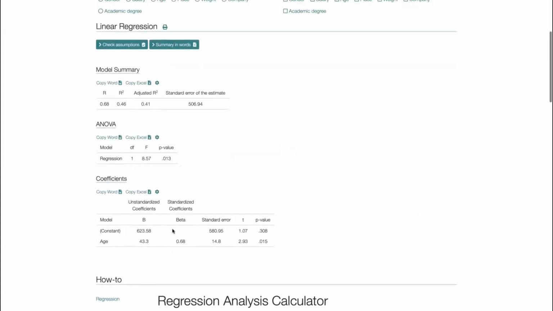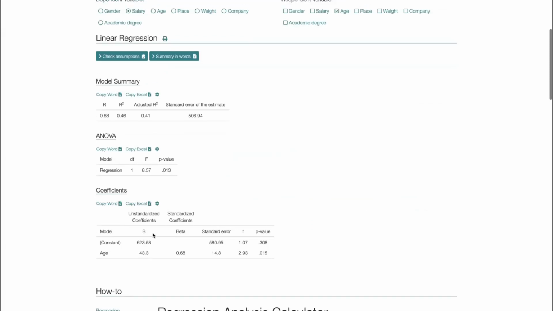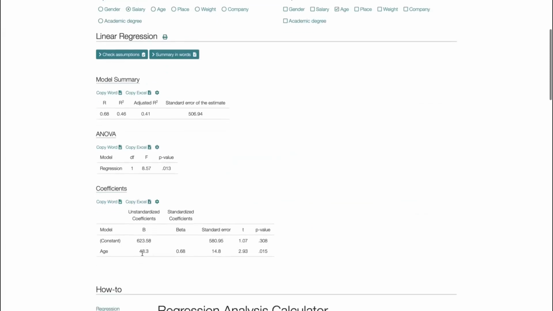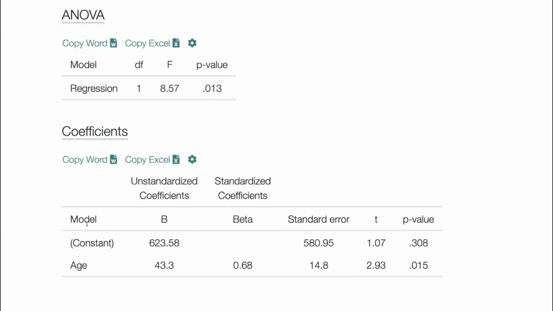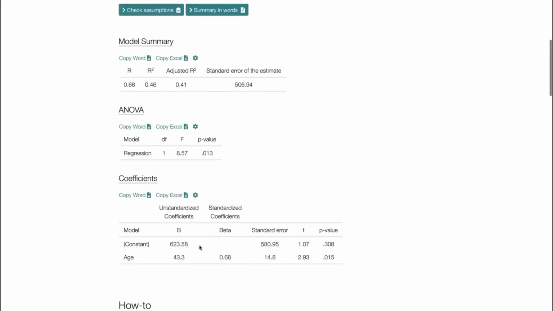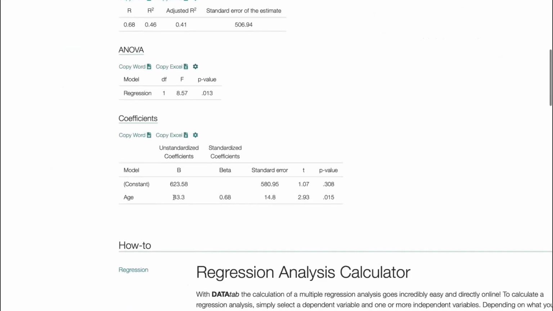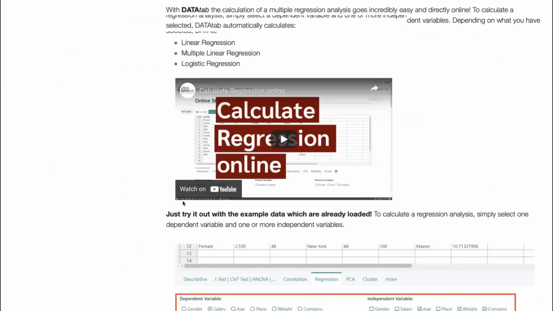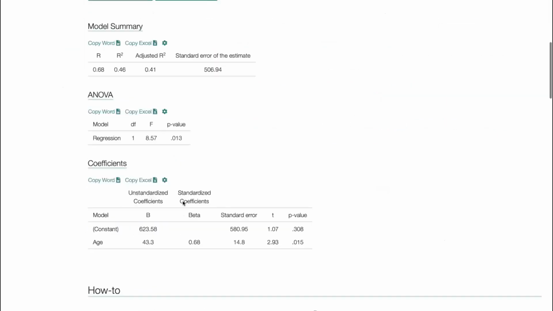Here, class, you have to get the equation. The equation is this. Y is equal to 43.3x plus 623.58. This is the model. In the Excel stat that I will show you next lesson, the equation will be given. For this one, it's not. You should know how to write the equation. Yeah, you should know. But here, this is how you do it.